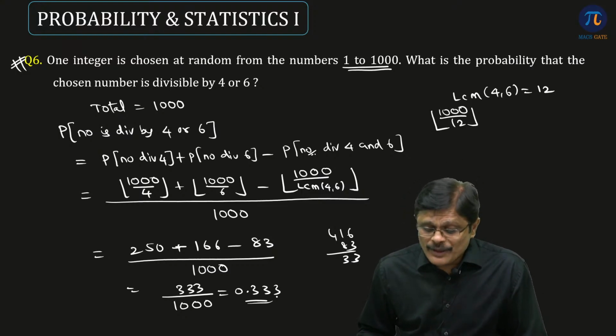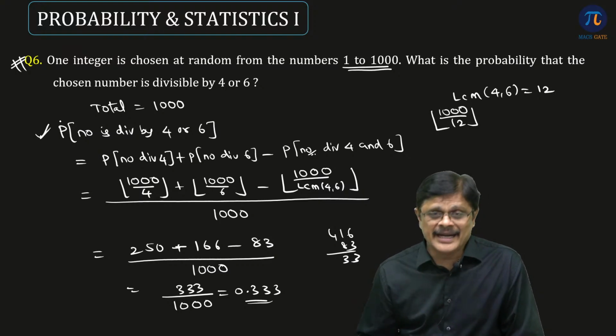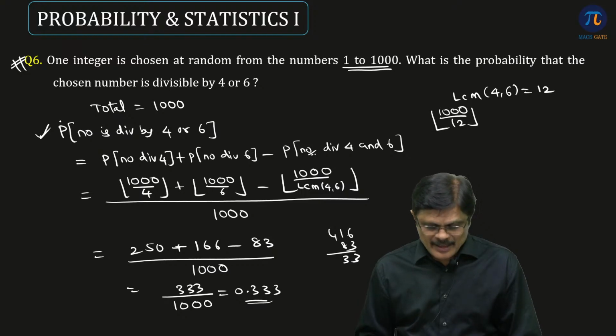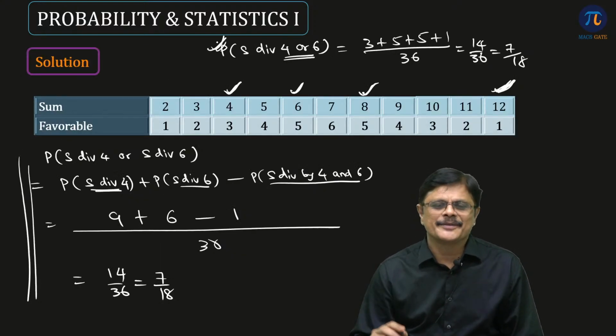So what is the probability that the number is divisible by 4 or 6? See, for this, the addition theorem is compulsory. Maybe for this problem, you can do it by the addition theorem or you can do it directly.